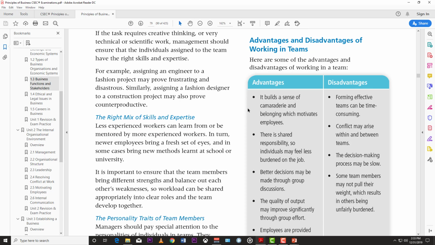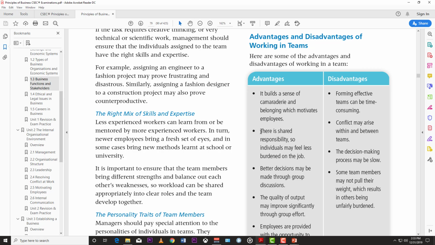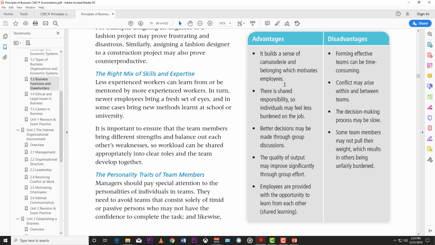It builds a sense of camaraderie and belonging, which motivates employees. So that's one advantage of teamwork. What I'm simply saying is that teamwork causes employees to feel a part of the group, a part of the company, and therefore they are motivated to do work for that company.